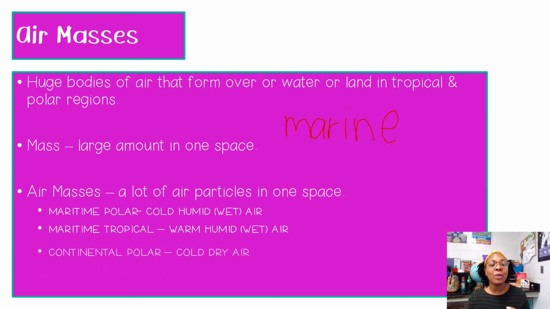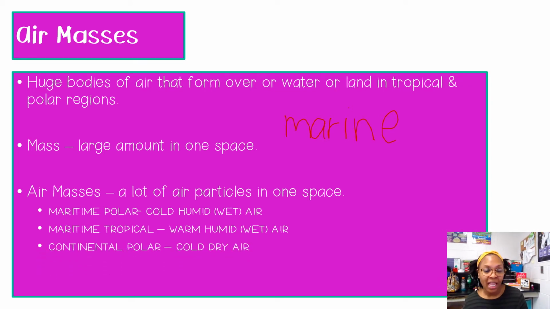All right. Then we have continental. So when I think of continental, I think of a continent, and I know that on continents there is land. So continental air masses are on land, maritime air masses are on water. So I'm going to write that down.